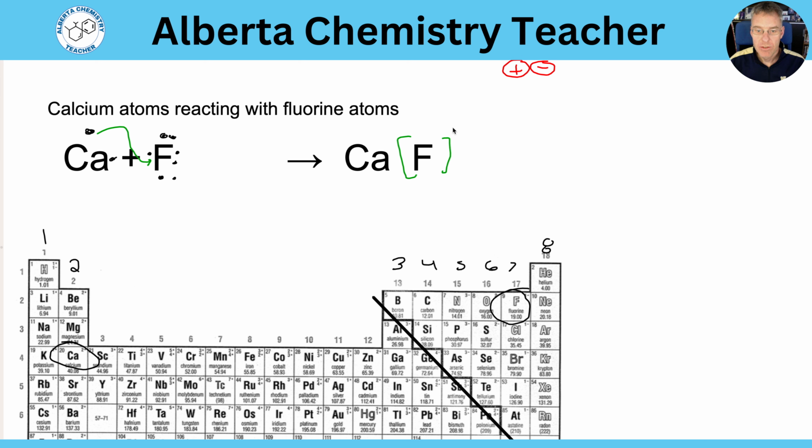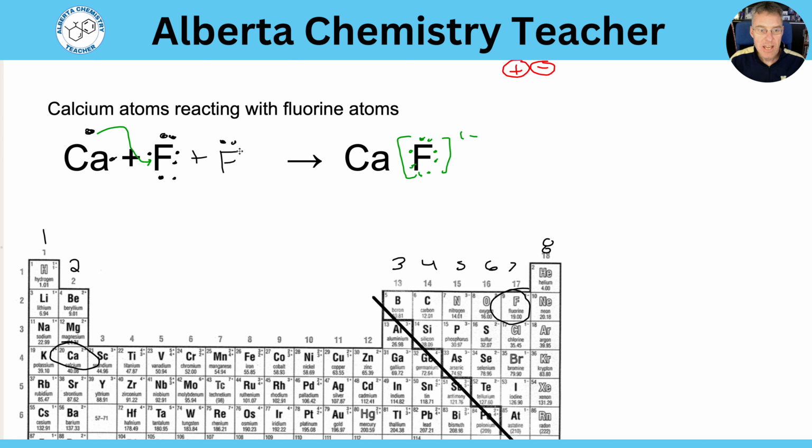In the electron dot notation, you put square brackets around your ions. Fluoride has 7, and it's a 1 minus. But we don't quite have a calcium 2 plus ion yet. We have an extra electron. So this reaction doesn't work in a one-to-one fashion. We need another fluorine atom.